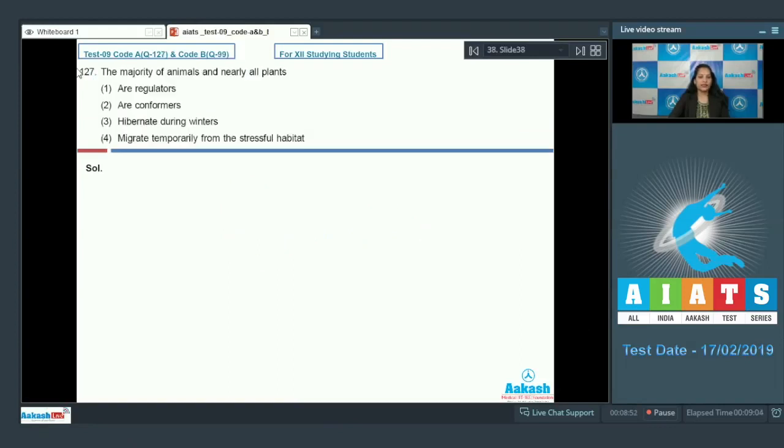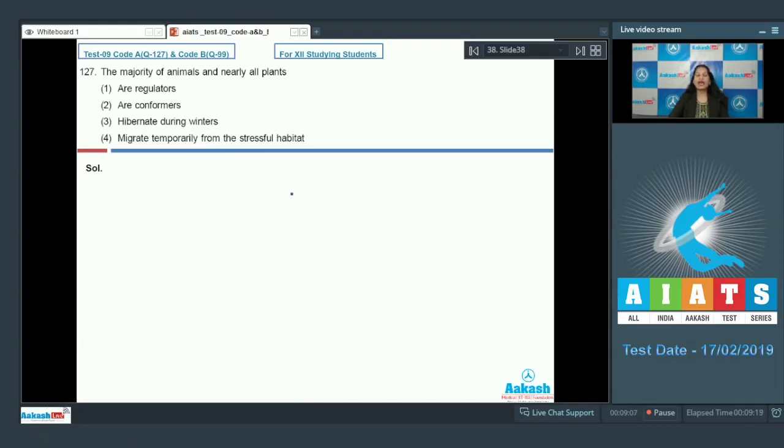Question number 127. The majority of animals and nearly all plants. First option, are regulators. Second, are conformers. Third, hibernate during winters. Fourth, migrate temporarily from the stressful habitat.